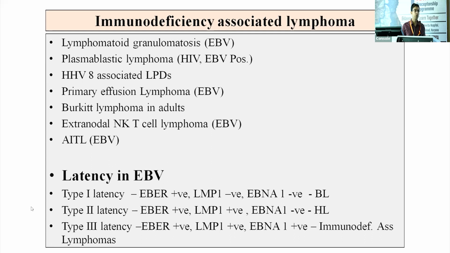Latency in EBV is also a very difficult topic to remember. What kind of latency is seen in which type of lymphoma? Commonly, these three markers are done to check the latency. And EBER remains positive in all the types of latency.